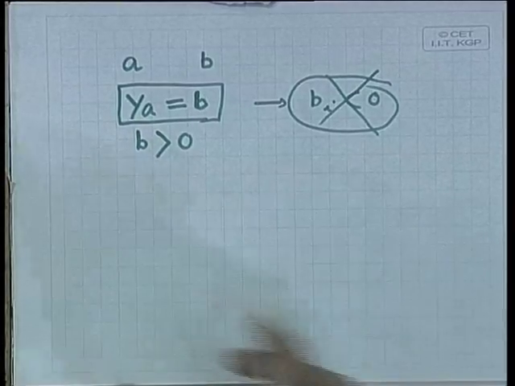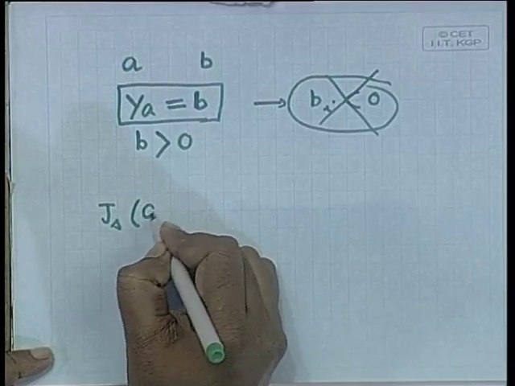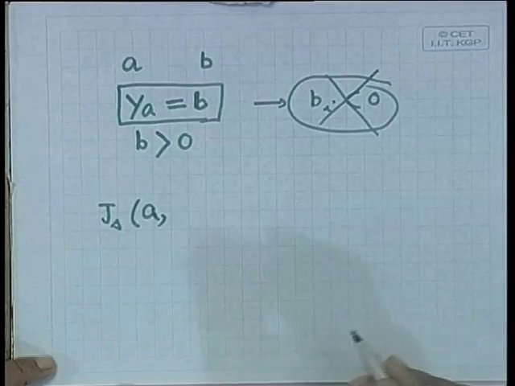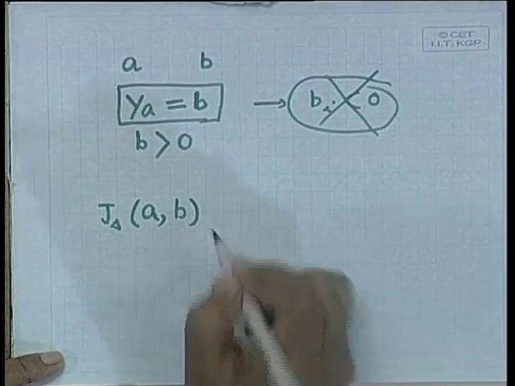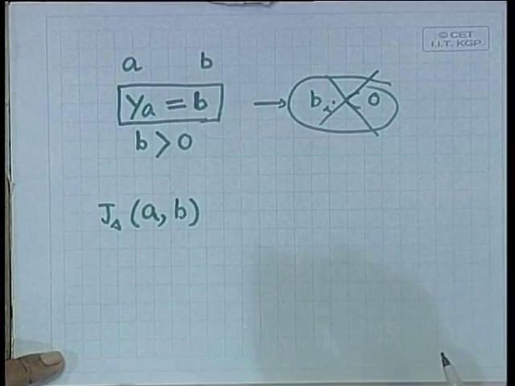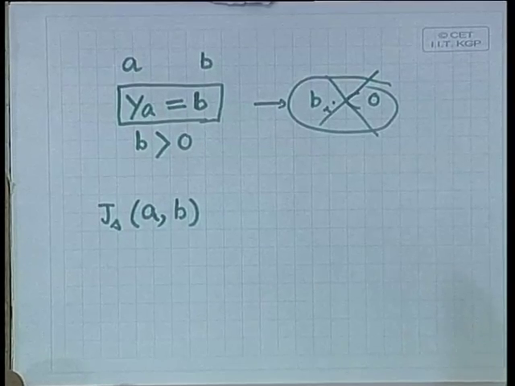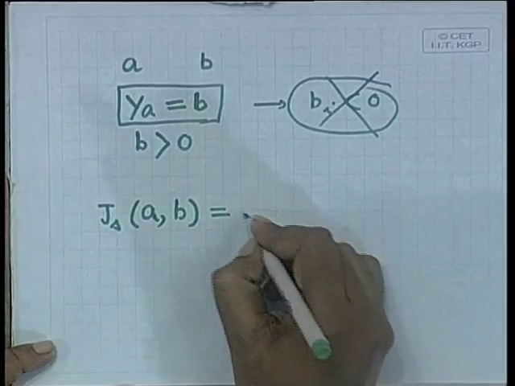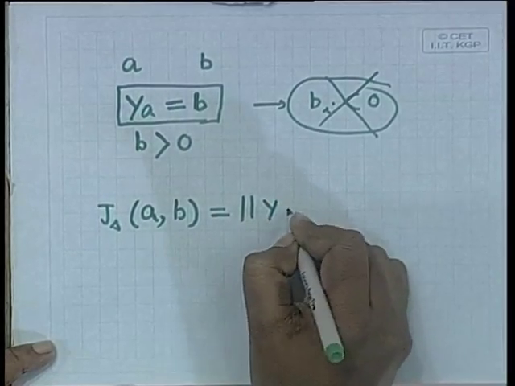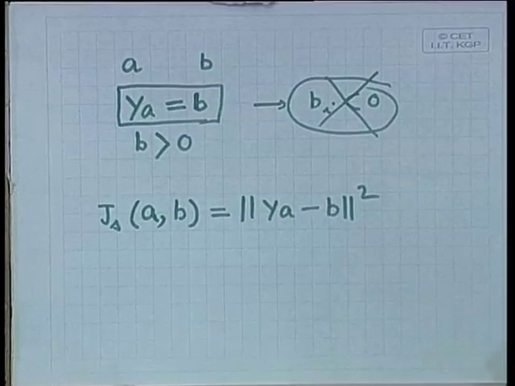So, when I do that, I will redefine my criteria function, that is J s. Earlier it was defined as a function of only A. Now, I have to define this as a function of both A and B, where A is the weight vector and B is the margin vector. However, the definition will remain the same, that J s of A and B is equal to norm of Y A minus B squared.